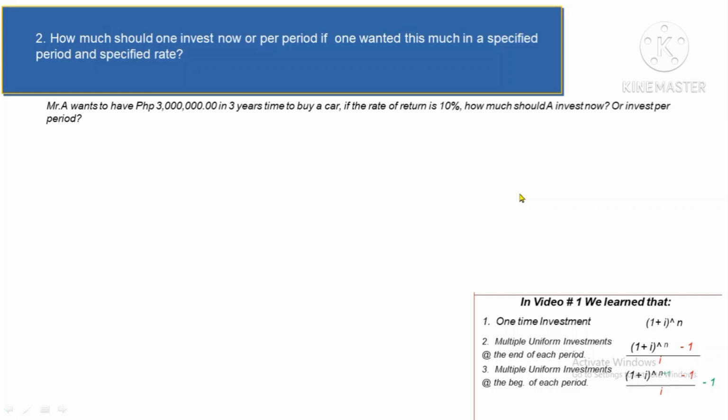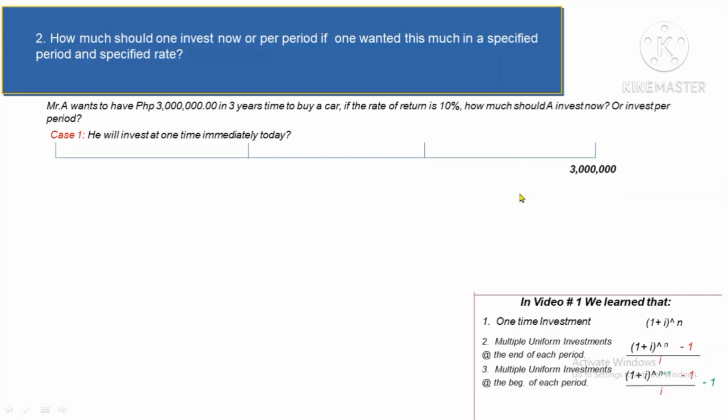So there are two cases here. In the first case, we assume that Mr. A is to invest one time, big time, immediately today. So we can have a timeline analysis for 3 years. After 3 years, we have the desired future value of 3 million. We also know of the 10% rate because it's given.